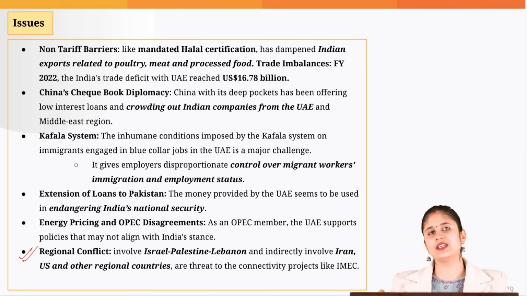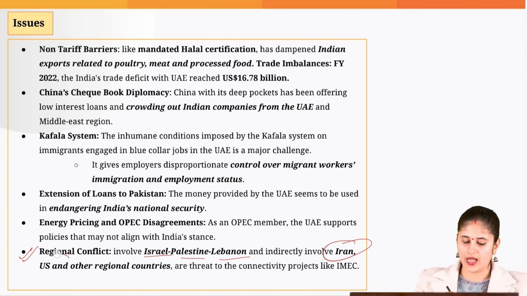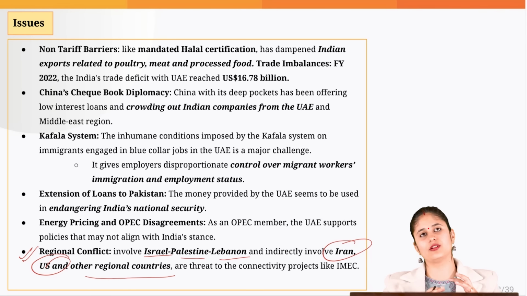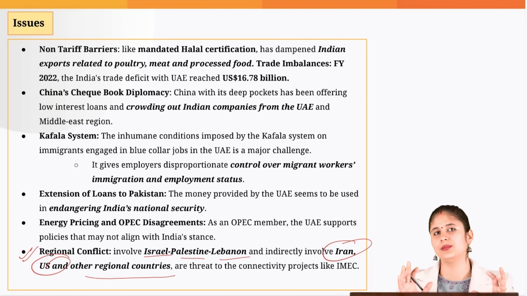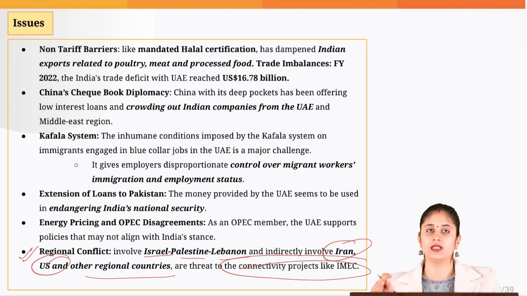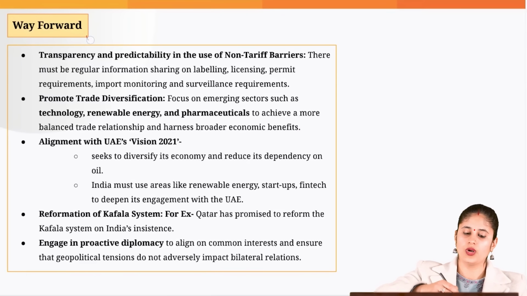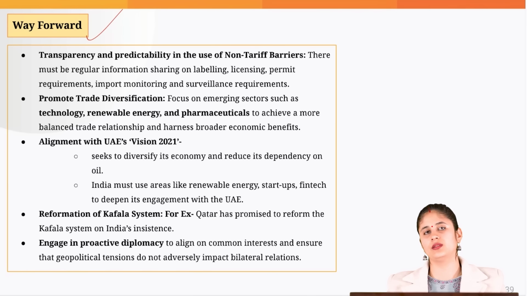Then, because of the regional tensions going on between Israel, Palestine, Lebanon and Iran, and the US and other players also entering into the conflict going on in the Middle East, this is severely impacting connectivity projects like the IMEC, that is the India, Middle East, Europe Economic Corridor. Lastly, what needs to be done to improve the relation between the two countries?